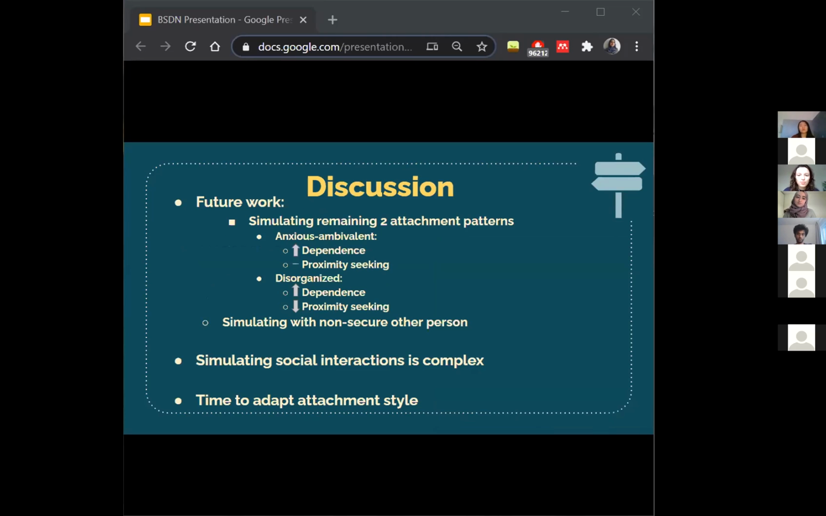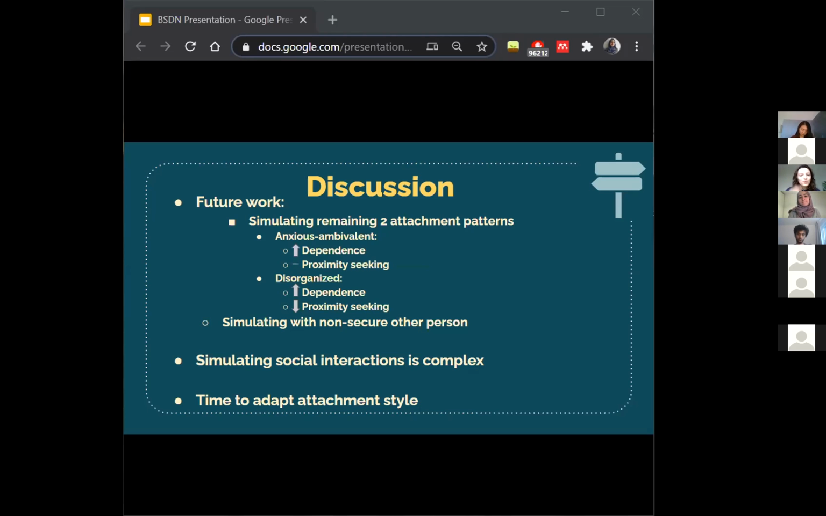So for the anxious ambivalent attachment, the simulation would show a heightened level of dependence and a balanced level of proximity seeking. And for the disorganized attachment, the simulation would show a heightened level of dependence and a lowered level of proximity seeking. And future research could also explore how simulations would look when the other person is not sensitive, reliable, and responsive, because we only looked at other persons that were secure.